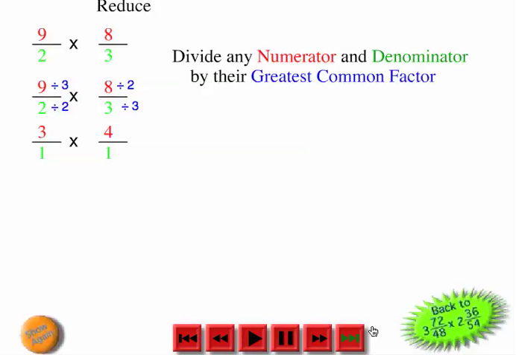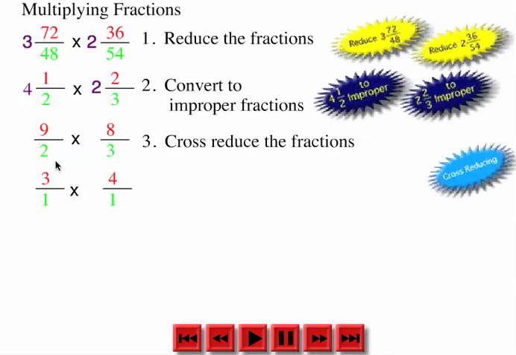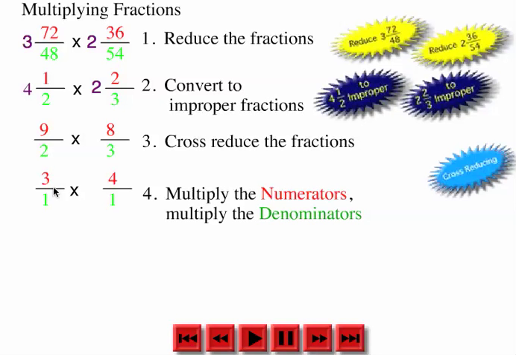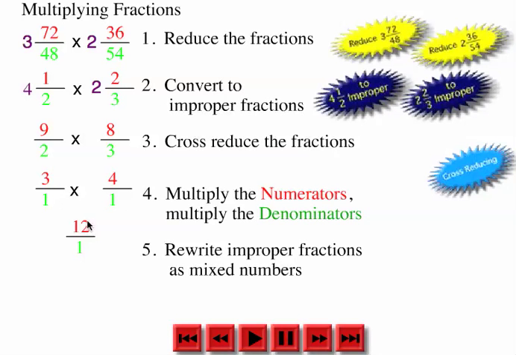So we're on our way to multiplying. So 3/1 times 4/1, we multiply the 3 times 4, we get 12. We multiply the 1 times 1, we get 1. So then we want to rewrite any improper fractions as mixed numbers. Now, 12 divided by 1 is just 12. So we don't have any fraction part, we just have the whole number. And that's it, that's the answer.